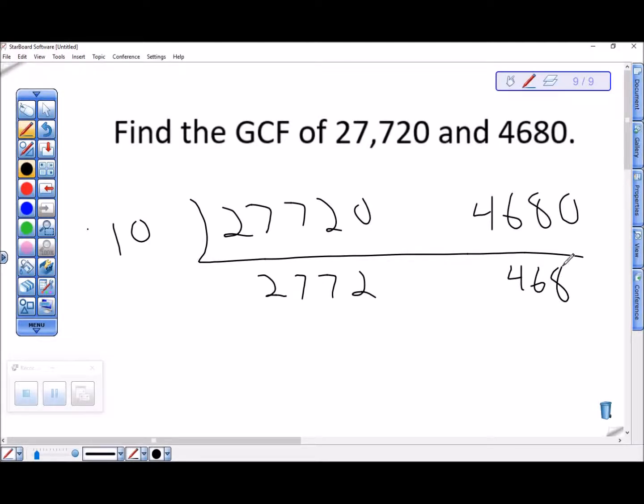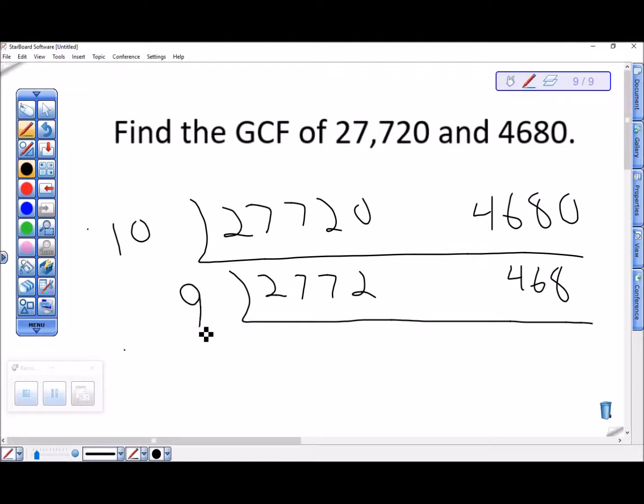Now, you have to keep going until you are sure you've found all of the pieces of the prime factors. So notice I just have the quotients left here. Now I'm looking for a number that goes into both 2,772 and 468. Now it might be easy to do 2, and you can certainly go easy, but notice that 2 plus 7 plus 7 plus 2 is 18, so this number is divisible by 9. And 4 plus 6 plus 8 is 18, so that number is divisible by 9.